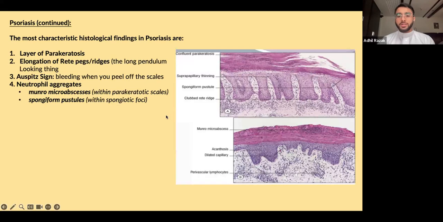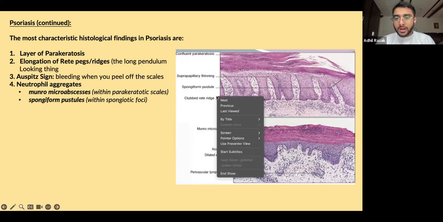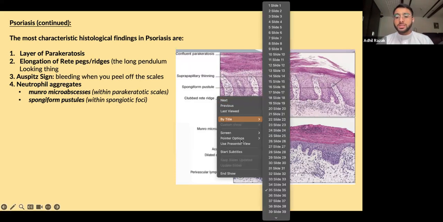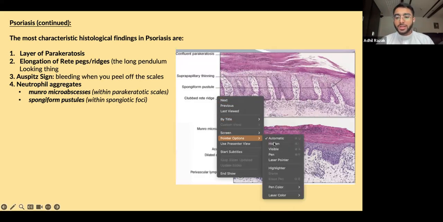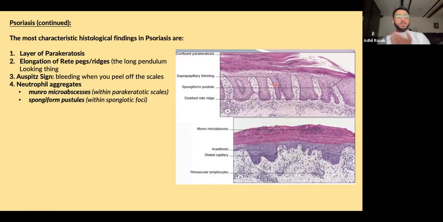There is a layer of parakeratosis because, as you can see, it is a thick upper layer. Whenever there's a description of hyperkeratosis or parakeratosis, that means there's a thick, rough, dry layer on top. These little bumpy structures are rete pegs or rete ridges. They're both the same thing, if you're confused about that. And yes, there is elongation of them. And Auspitz sign is when you peel off the scales, there is pinpoint bleeding.